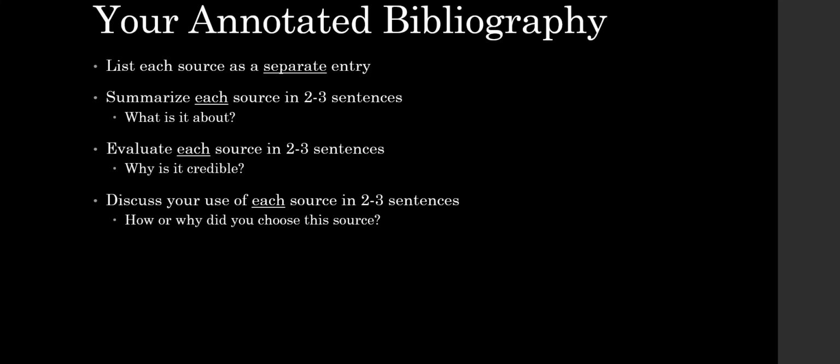For each annotation, you will complete the following. List each source as a separate completed bibliographic entry. Summarize each source in 2 to 3 sentences. Tell the reader what the source is about. Evaluate each source in 2 to 3 sentences. Tell the reader why the source is credible or reputable.